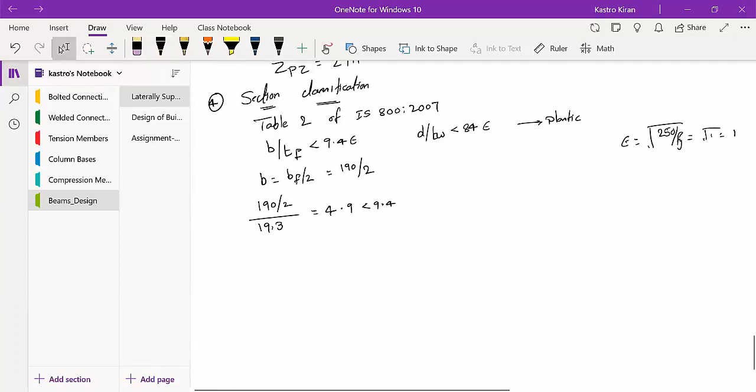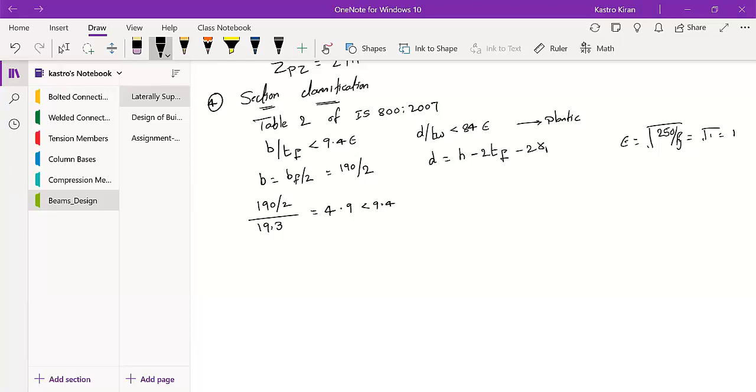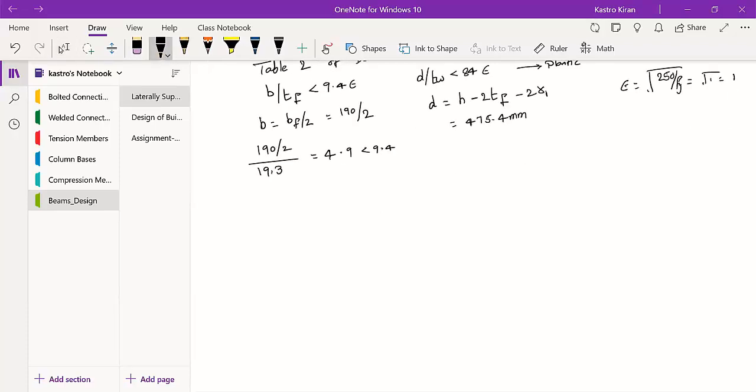And you have another condition, which is d. Remember, you know how to solve the value of d. So d equals the total height of the section minus 2 times the thickness of the flange minus 2 times the radius at root. This is how you have to solve. So if you solve for this one, you will get the value of d as 475.4 mm. So therefore, d/tw equals 475.4 upon tw, that is the thickness of the web, 11.2, which will be 42.45, which is again less than 84.